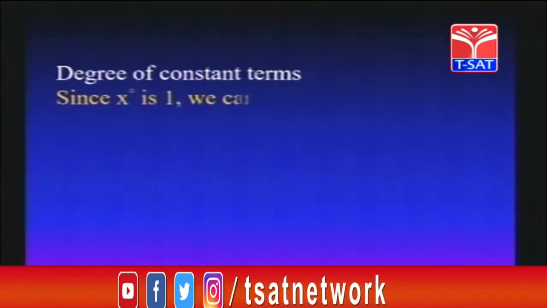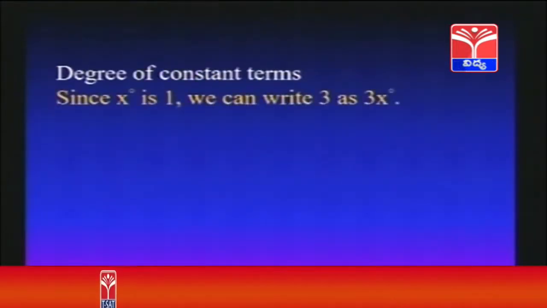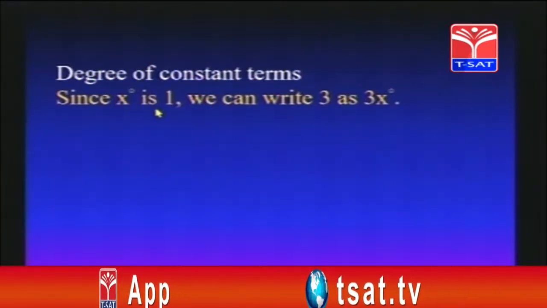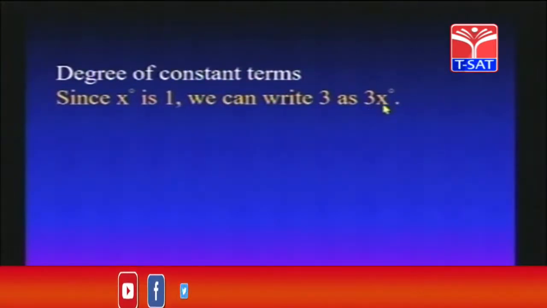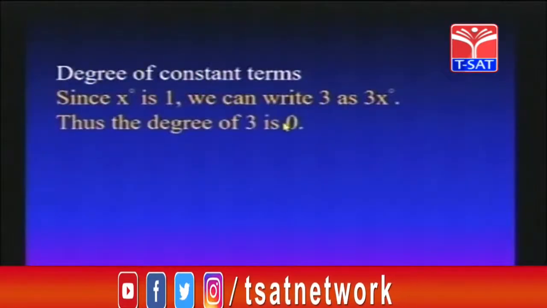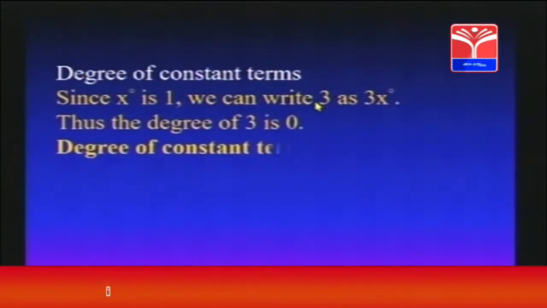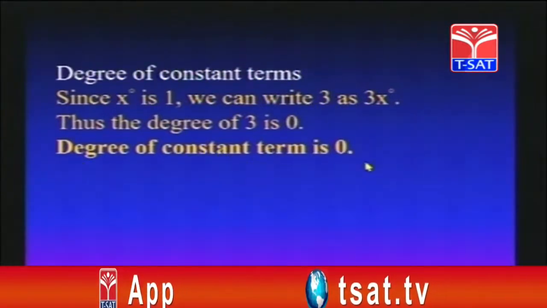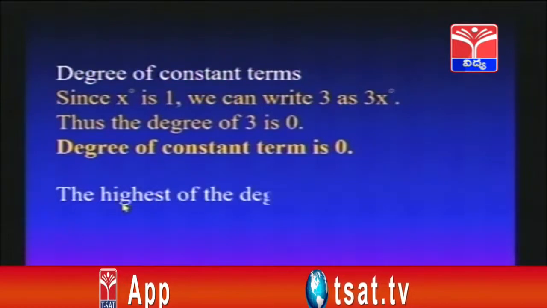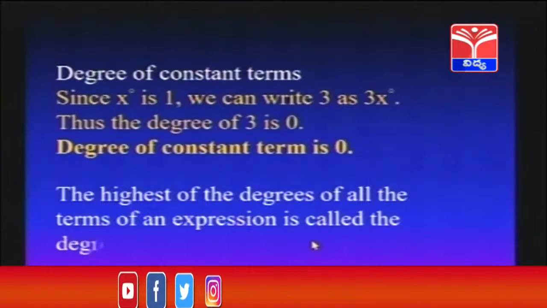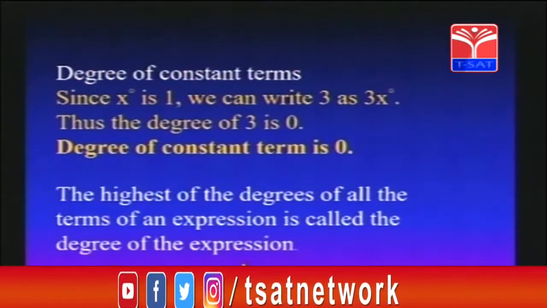Next, degree of a constant term. Since we have all studied in lower classes that x to the power of 0 is written as 1, we can write 3 as 3 into x to the power of 0. So the degree of 3 is 0, and since 3 is a constant term, we can say that the degree of a constant term is 0. Now the highest of the degrees of all the terms of an expression is called the degree of the expression.